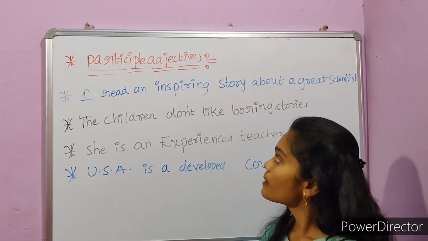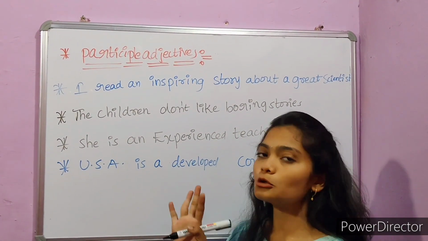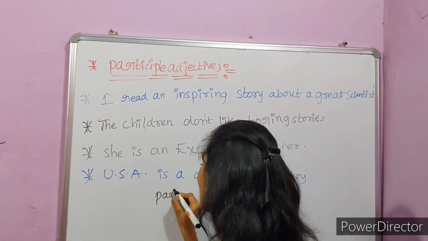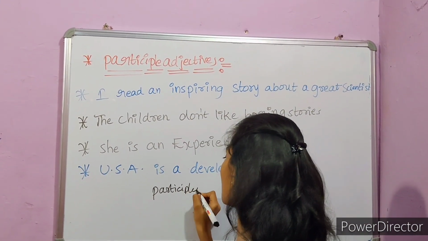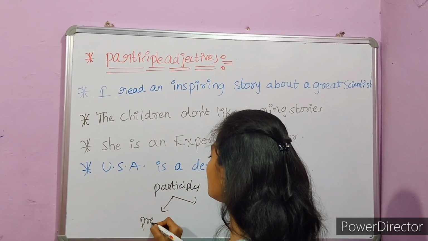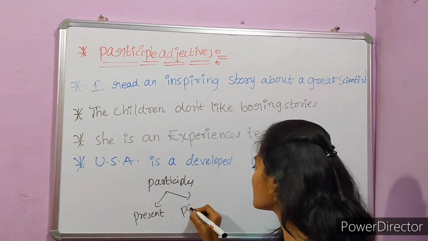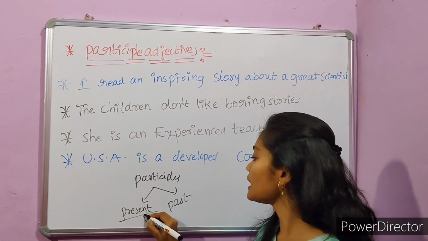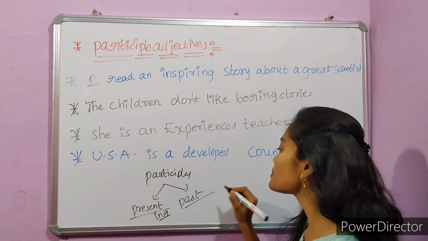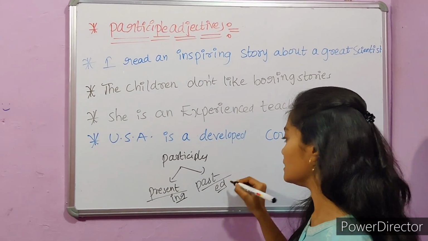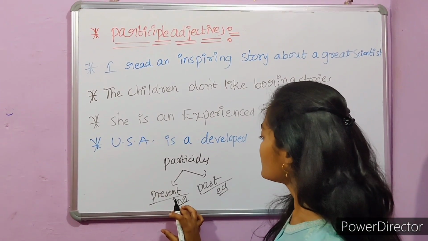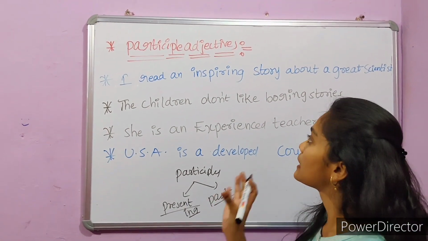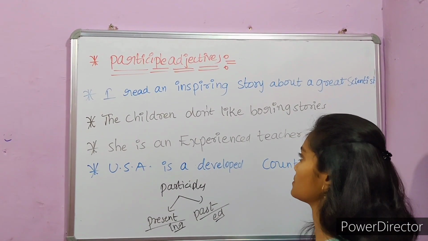Participle adjectives. Participles are of two types: present participle and past participle. Present participles end with ing and past participles end with ed. Whenever these forms are used to describe a noun, they are known as participle adjectives.